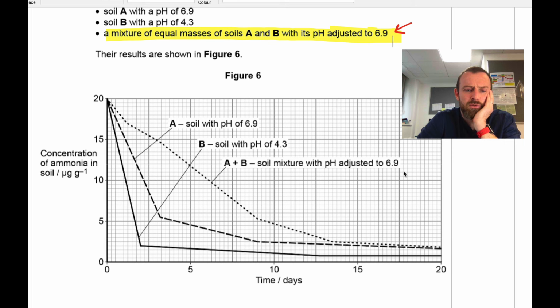Okay, concentration of ammonia. All right, so A goes down, B goes down faster, and A and B does not go down very well at all. Interesting. Okay. I'm looking at the lines for A and B, by the way. B is really rapid up until day, what's this? Is that day 2? Yeah, I think that's day 2.